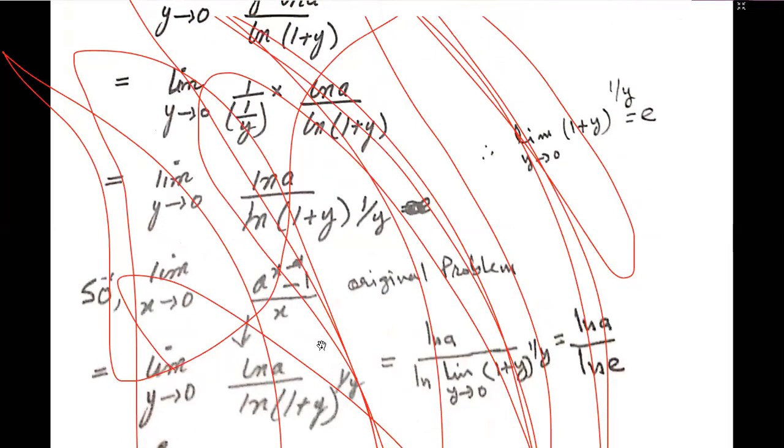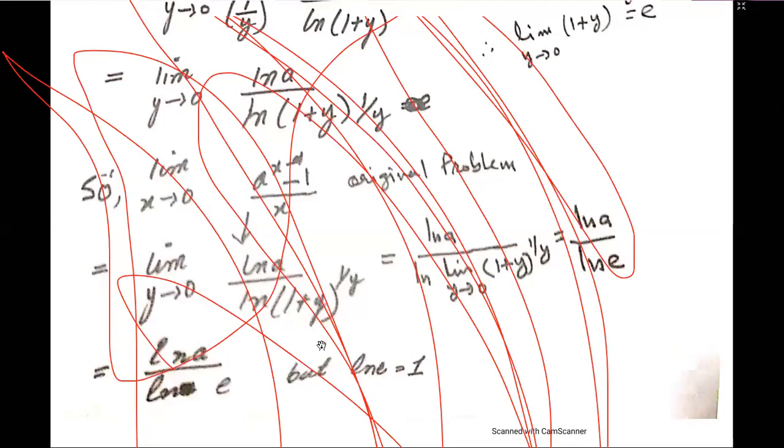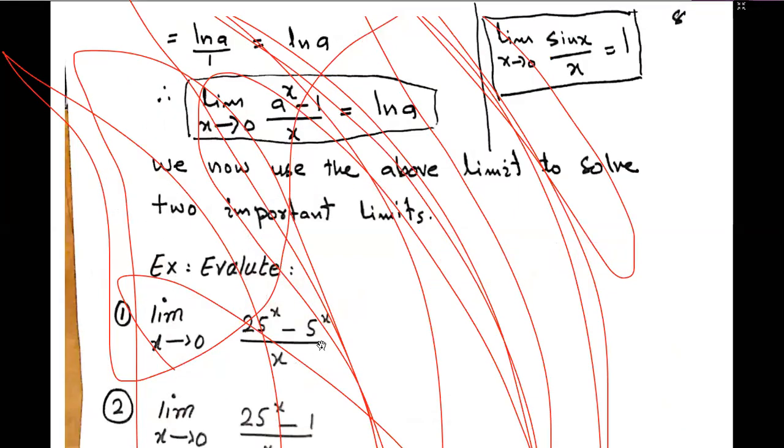Then what we get here, limit y tends to 0 of ln of (1 plus y) power 1 upon y equals ln e, and what is ln e? ln e equal to 1. Finally we get ln a. It means limit x tends to 0, (a^x minus 1) over x equal to ln a. This is the proof of this limit.